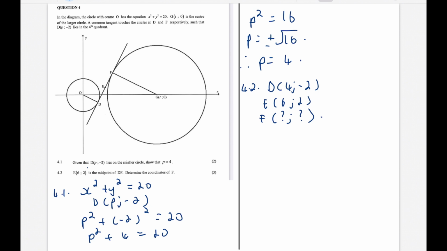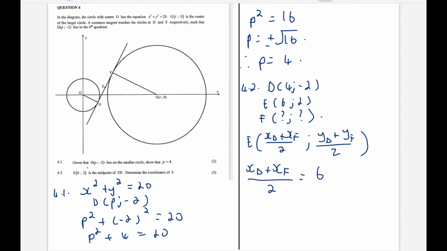But we know from grade 11 analytical geometry that if E is the midpoint of D and F, then the x value of E can be found by taking the x value of D plus the x value of F, all divided by 2. On the other hand, the y value of E can be found by taking the y value of D plus the y value of F, over 2. But we already know the x value of E. It's 6. That means the x value of D plus the x value of F, all divided by 2, is equal to 6. The x value of D is 4. So 4 plus the x value of F over 2 is equal to 6.